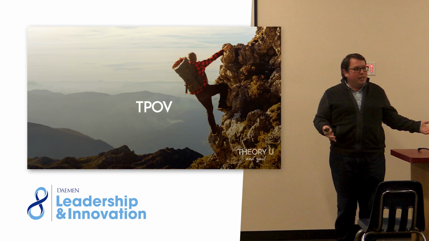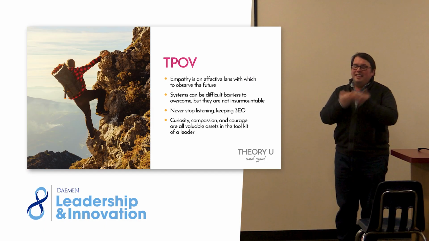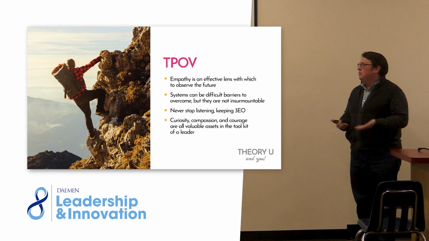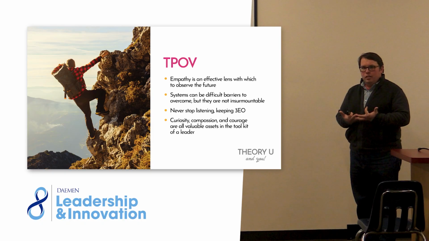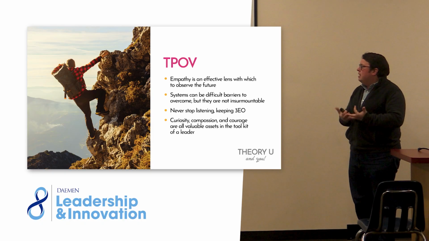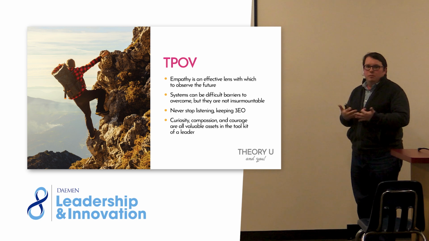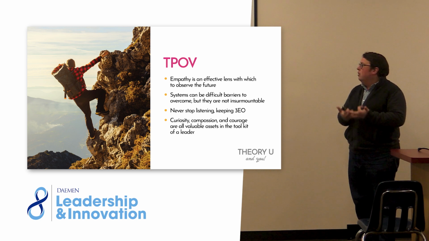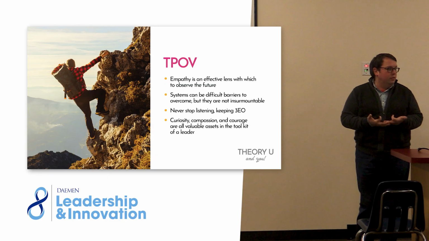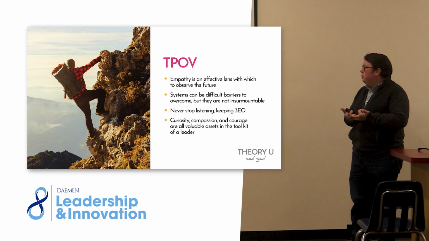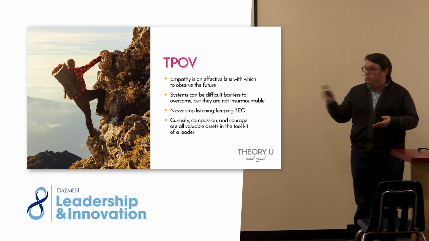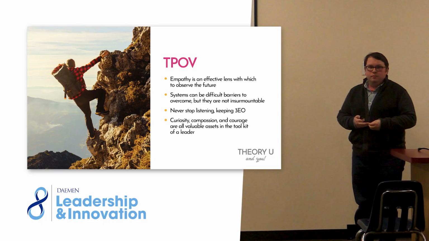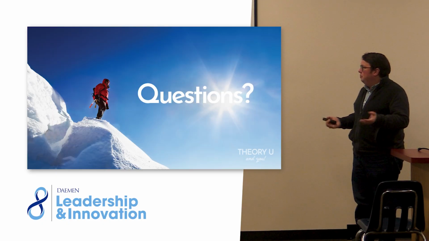That silliness aside, what can we take away from Theory U? This key of empathy being an effective lens with which we can observe our future. I think there's so often a negative connotation with some of these soft words: empathy, curiosity, compassion. I'd like to take the Mr. Rogers approach with all of those and really show the strength that can be wielded from that. Again, understanding that systems can be difficult barriers to overcome, but they are not insurmountable. And never stop listening and keeping our three eyes open, because those are all parts of the toolkit of being a leader. So that is Theory U.